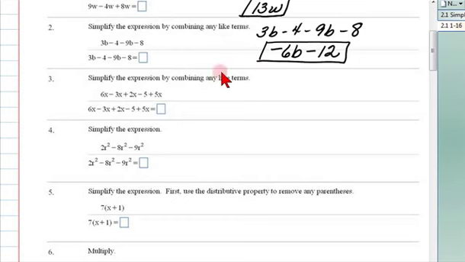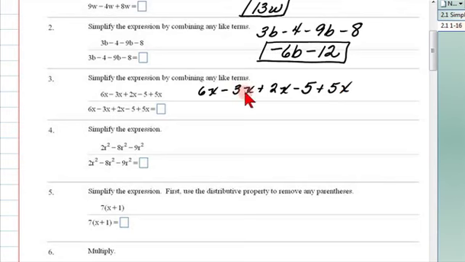Okay, number 3. It says to simplify, I don't need to use the distributive property. I have 6x minus 3x plus 2x minus a constant 5 plus 5x. Do I have any distributive property to use? No. Are there any like terms that I can combine? Yes, I have quite a few.